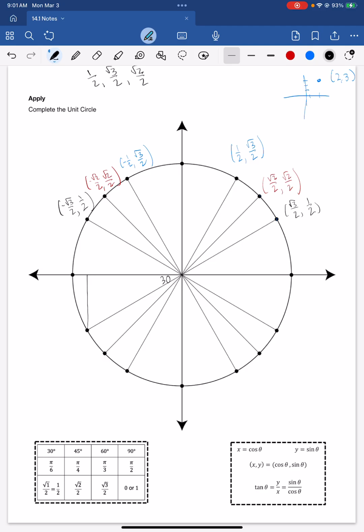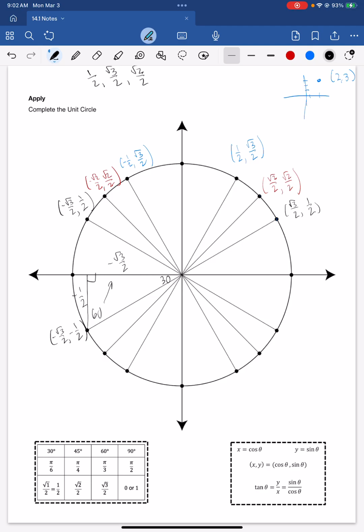We draw a line straight down. Across from the 30, negative 1/2. Across from our 60, this way would be negative root 3 over 2. So when you're writing this coordinate point down here, your x is negative root 3 over 2, and then your y would be negative 1/2.